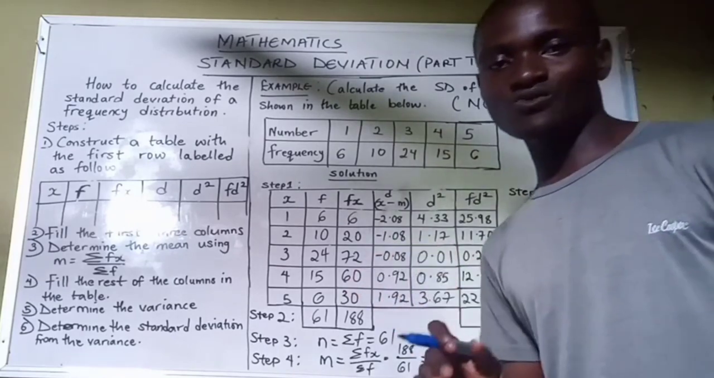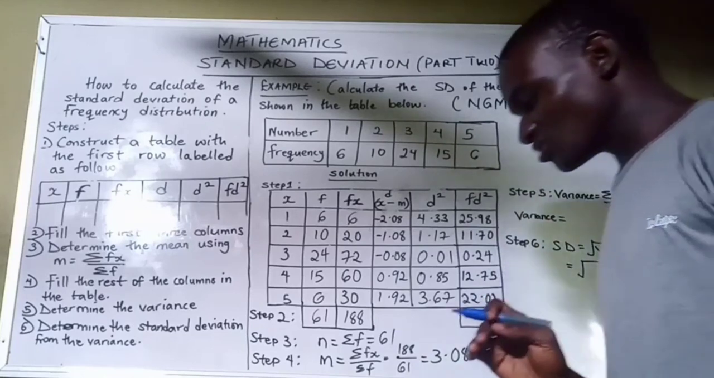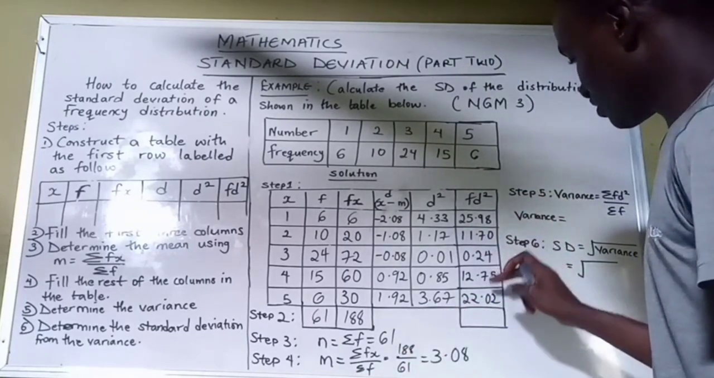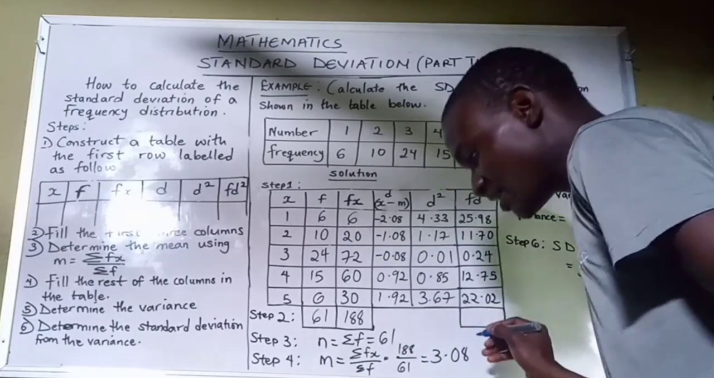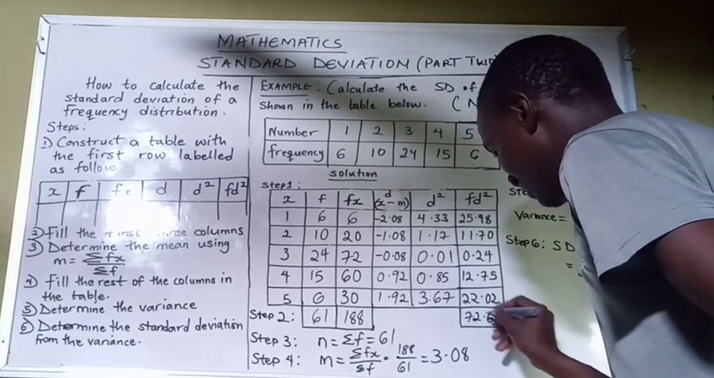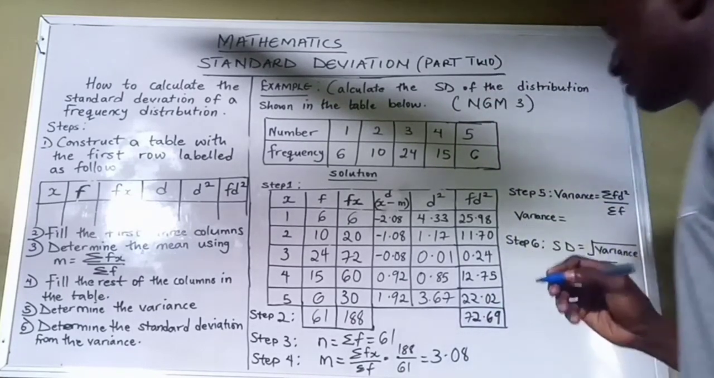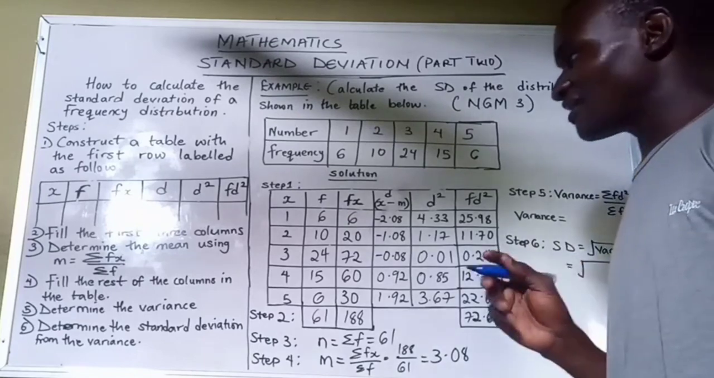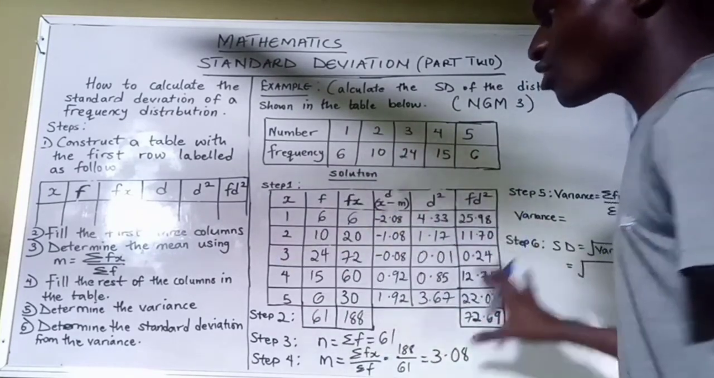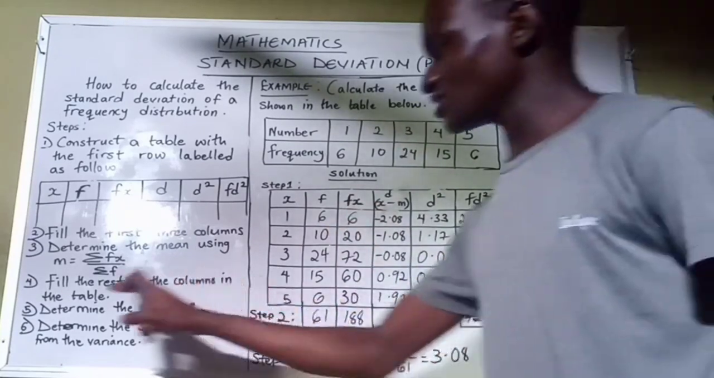Then we are now required to find the total of the f d squared. What is the total of the f d squared? When you add all of these with your calculator, you get 72.69. That is the summation of our f d squared. And this way, we have been able to complete the whole table. Now, we are moving on to step 5.